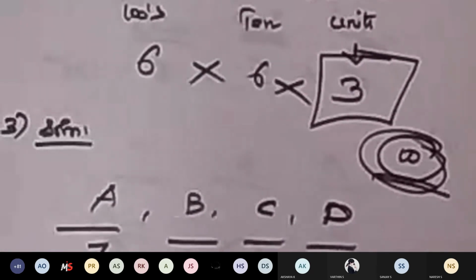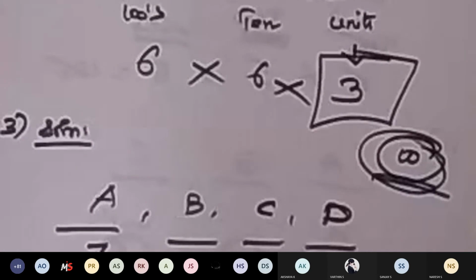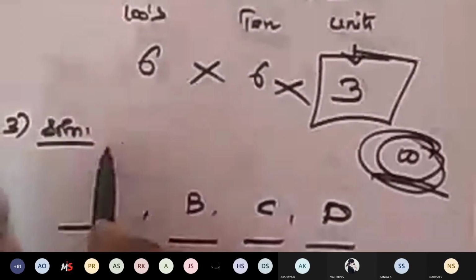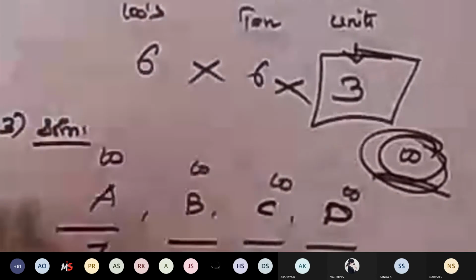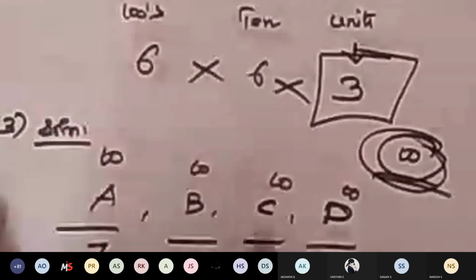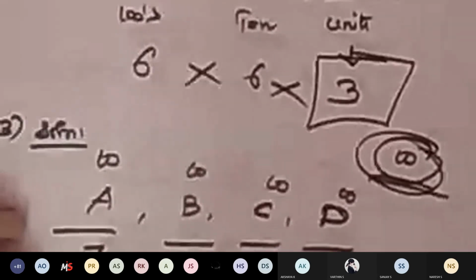If it is with repetition, how many ways can we form? The question is not with repetition, I'm just asking. With repetition, how many ways are possible? 10,000, sir. So you can use 10 alphabets here, 10 alphabets here, all places, 10 into 10 into 10 into 10, 10,000. Okay, fine.